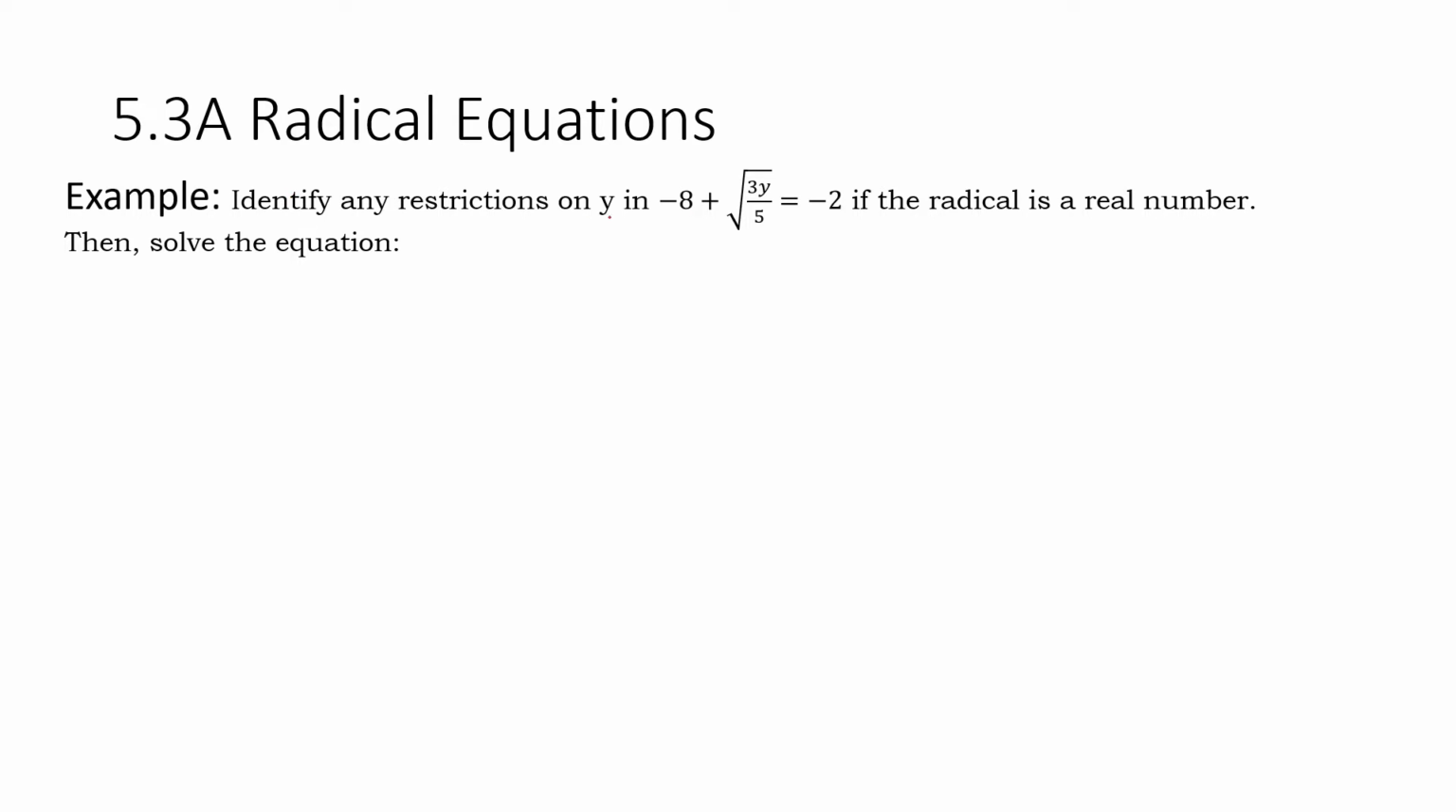The next one, find all the restrictions for y in the equation. -8 plus root of 3y over 5 equals -2. We need to make sure it's a real number. In other words, we need to find out what would make this less than 0. And then we solve the equation. So we want to find out what would make what's underneath the root less than 0.